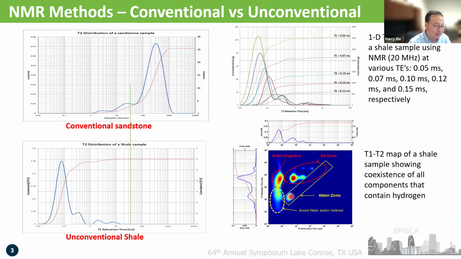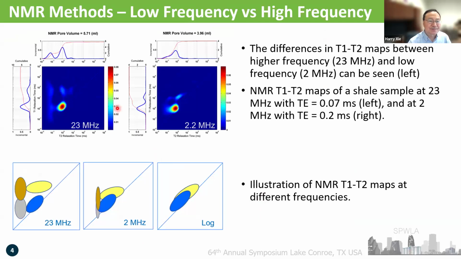If you use a lower frequency, like we're going to see next, this is the 2 megahertz, and this is the 23 megahertz. On the same sample, we do the mapping measurement. You can clearly see 2 peaks in the T1 direction. But for the low frequency, 2 megahertz, the peaks squeeze together, so it is difficult to separate these two. For this case, it's okay, you can just about see the separation.